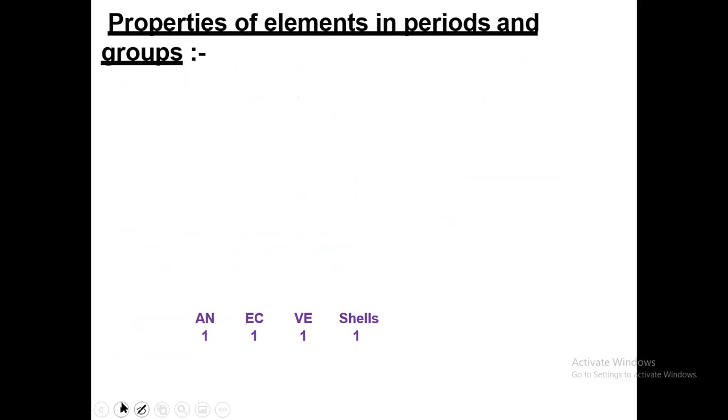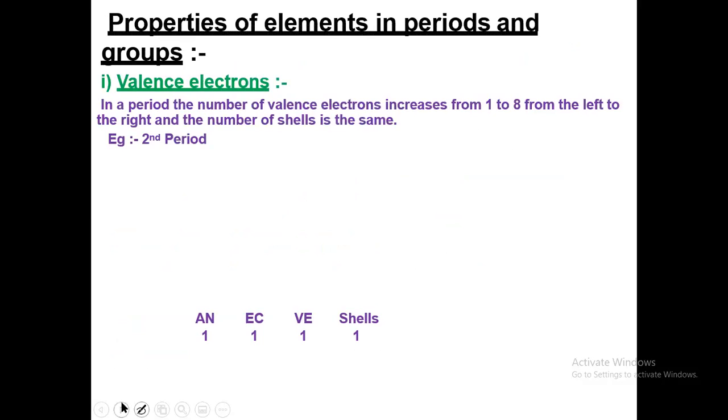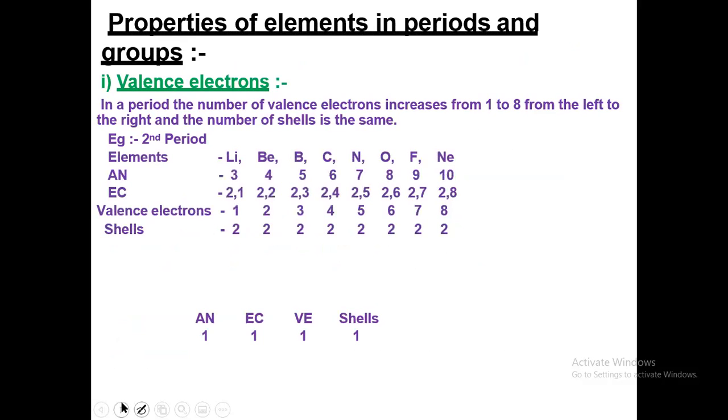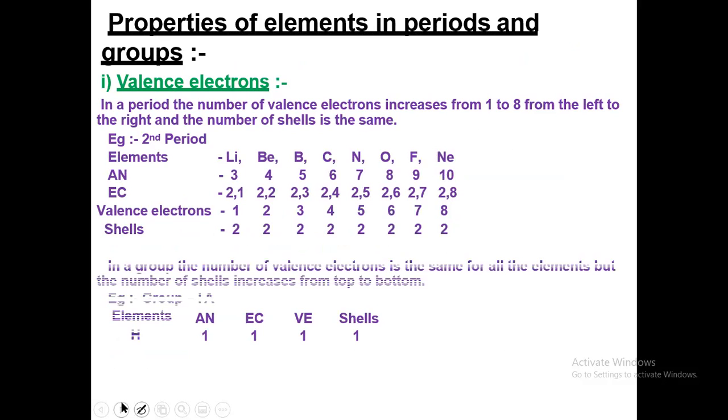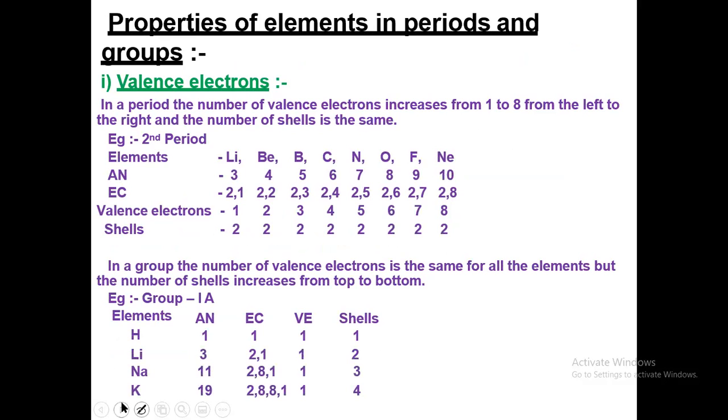Now we will discuss the properties of the elements in periods and groups. First, we will discuss the valence electrons. See, in a period, the number of valence electrons increases from 1 to 8, from left to right, and the number of shells is the same.